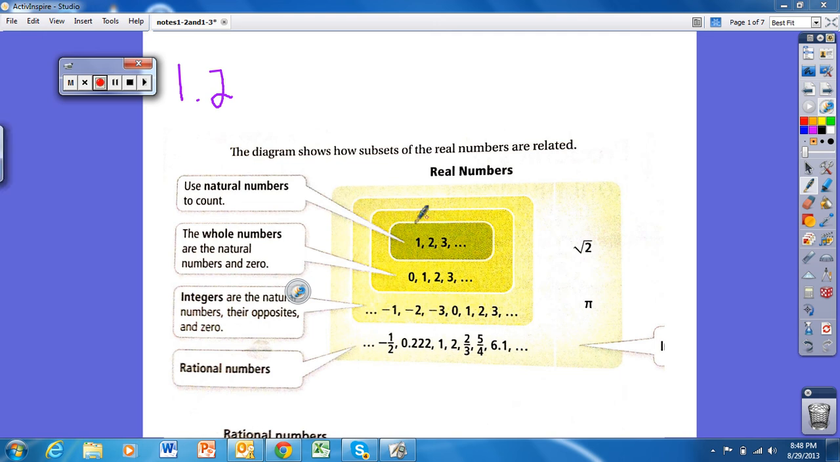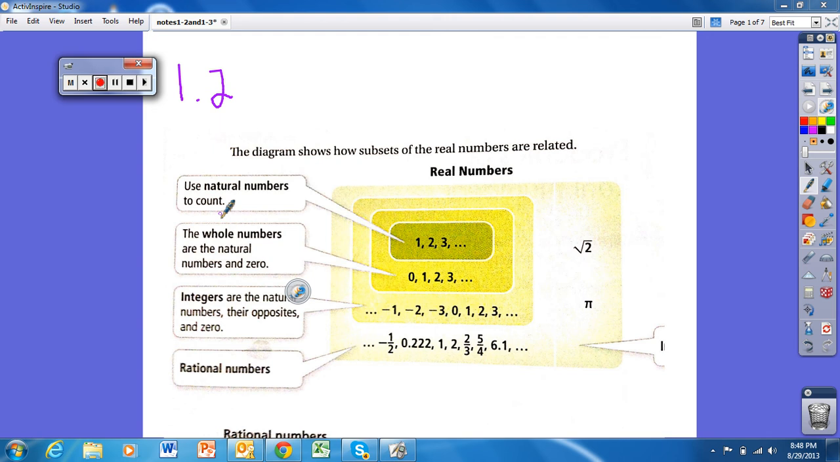The natural numbers are these ones in here, 1, 2, 3. They're also called the counting numbers. They are the smallest subset of real numbers. They have the fewest members. Outside of them, we have the whole numbers. The only difference between the whole numbers and the counting numbers is the number 0. The easiest way to remember that is that the word whole has an O in it. So that means that 0 is included in the whole numbers.